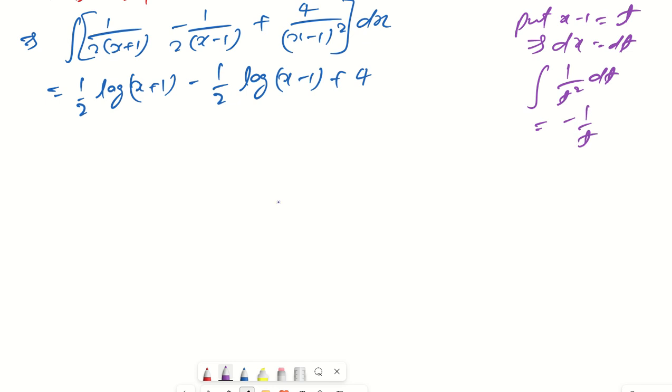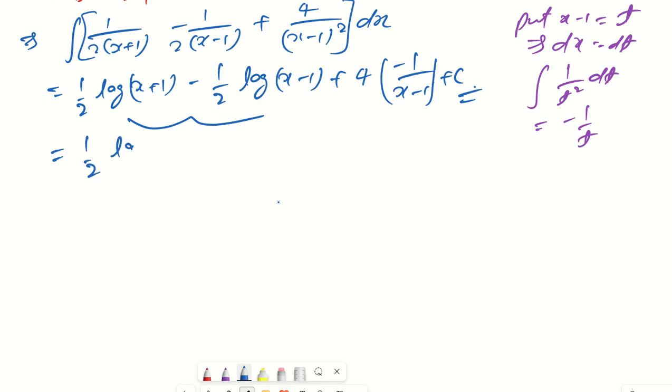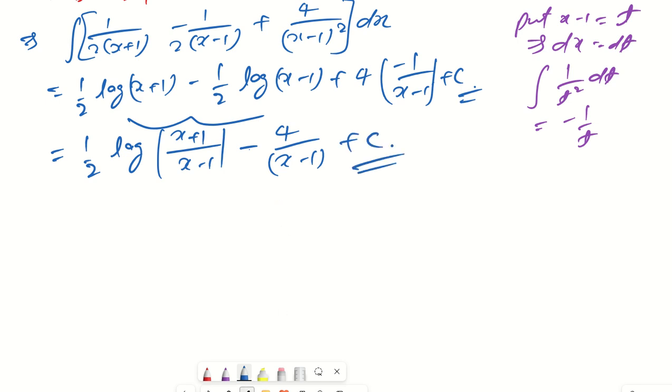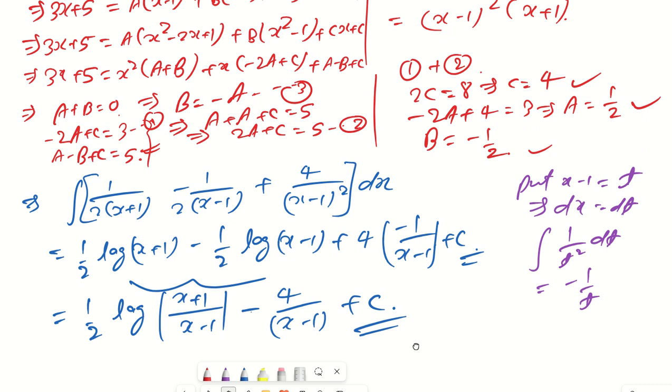Okay. So this will become how much? The last one will become minus 1 by x minus 1 plus some constant c. Okay. So this is my complete solution. What we can do is take the first two terms as log a minus log b. So I can take it up as 1 by 2 times log of a by b, so x plus 1 by x minus 1, minus 4 times 1 by x minus 1, plus c. So as you can see, this is the complete solution for the equation that we have just now derived.